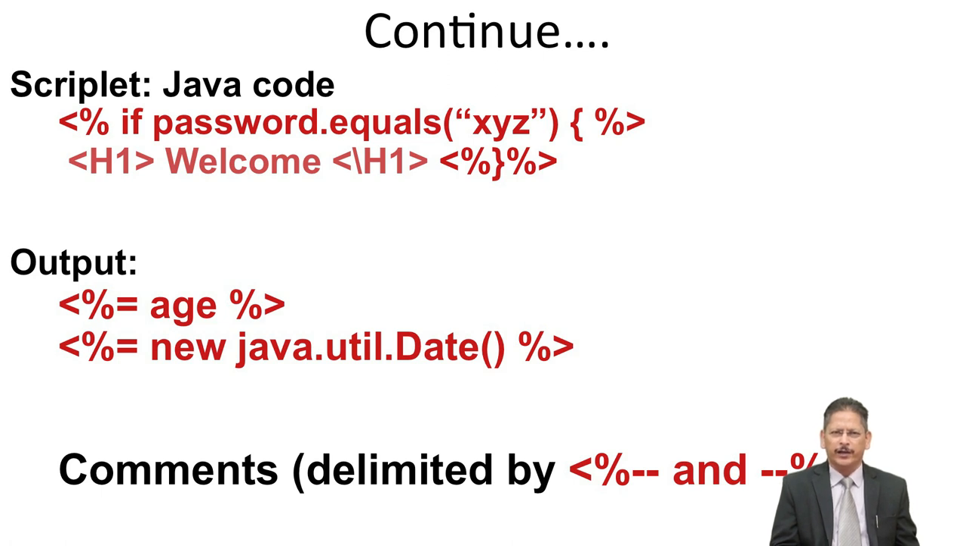So like this, out.println, we can display the output by writing this statement. The same way we can display the output with <%= age %>, so the value of the age variable will display, and <%= new java.util.Date() %>. Again this date will display, because the Date class is inside util and util is inside the java package.